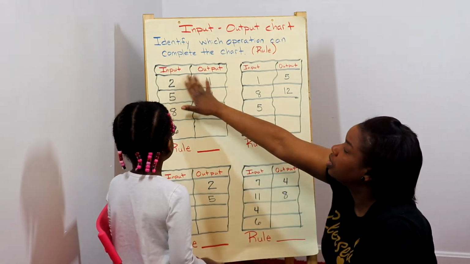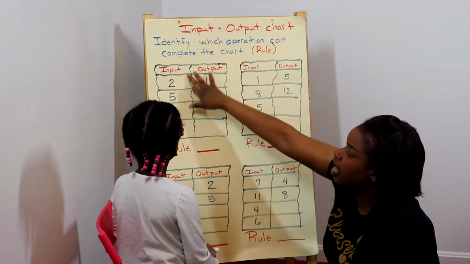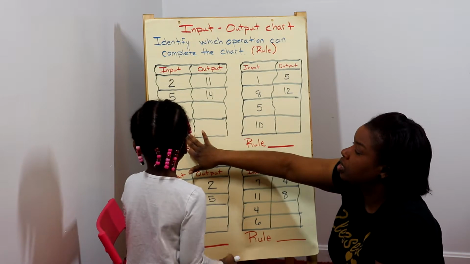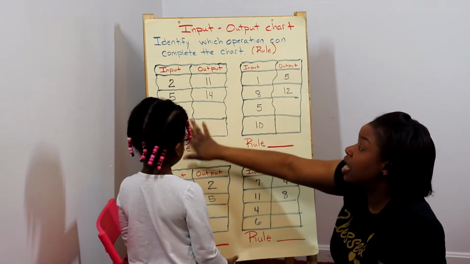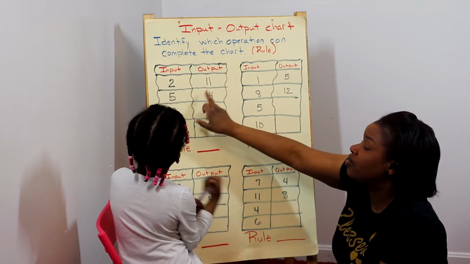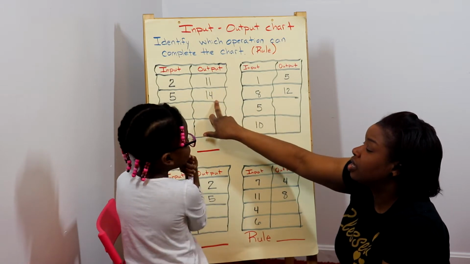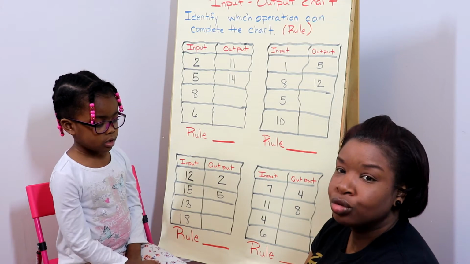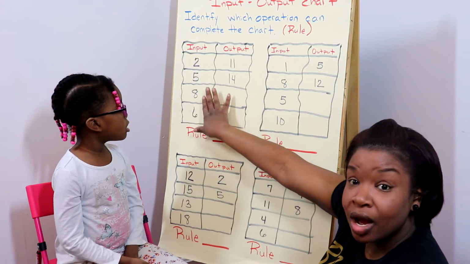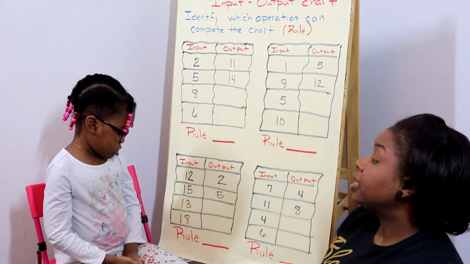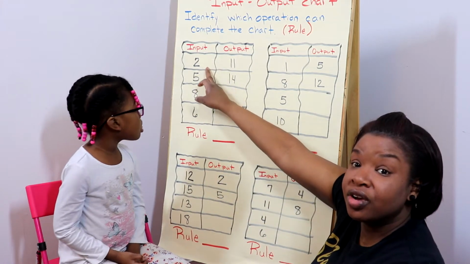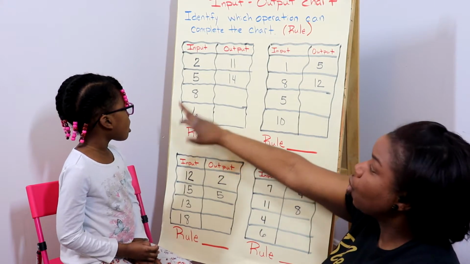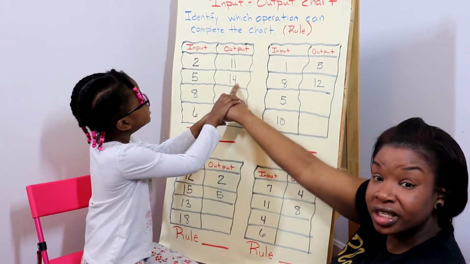Now, let's look at the chart, Jess. This side says input. We have some numbers on this side. What numbers do we have? 2, 5, 8, and 6. Now, on this side, we have 11 and 14. I'm going to actually go through the steps on how to solve an input and output chart. On this side we have numbers 2, 5, 8, and 6. On this side we have 11 and 14.